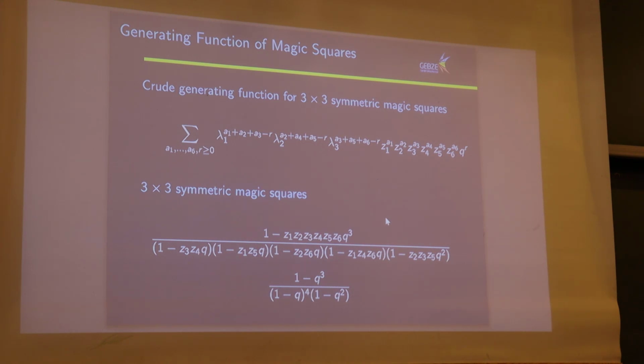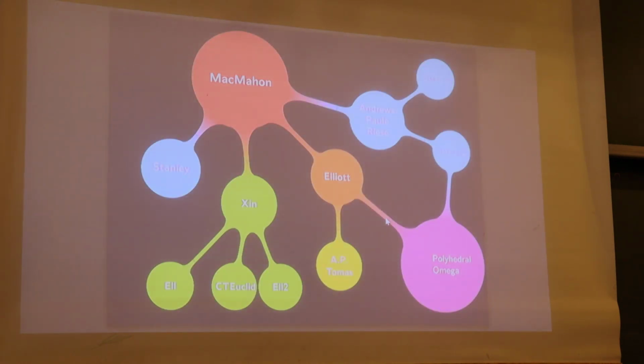So this is a counting generating function for the 3 by 3 symmetric magic squares. And here's a bit of history. So we start with McMahon, who did employ Elliot. Then in the 70s, Stanley actually kind of saw the work of McMahon, but I don't think that it continued a lot in this direction.